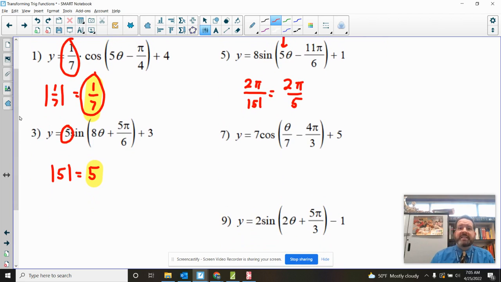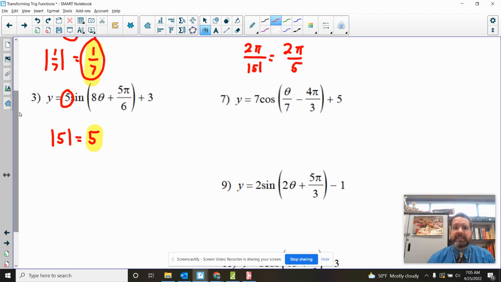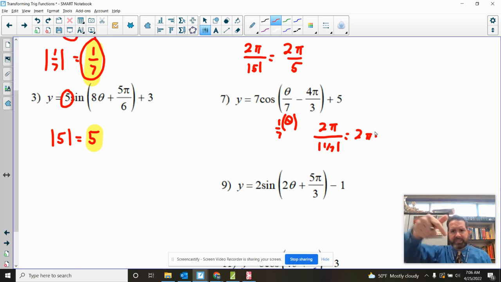Now, because that value is bigger than 1, you're going to have a graph that gets shrunk down. So that's a smaller period. Next up, we need to remember that dividing by 7 is the same as multiplying by 1/7. So the b value this time is 1/7. So 2 pi divided by the absolute value of 1/7 is the same as 2 pi times the reciprocal of 1/7, so times 7/1. So this is going to be a stretched out cosine graph that has a period of 14 pi, so 7 times longer than a typical cosine function.